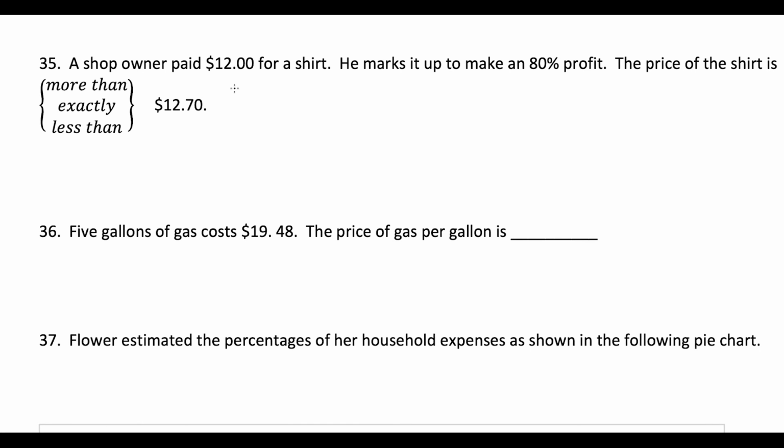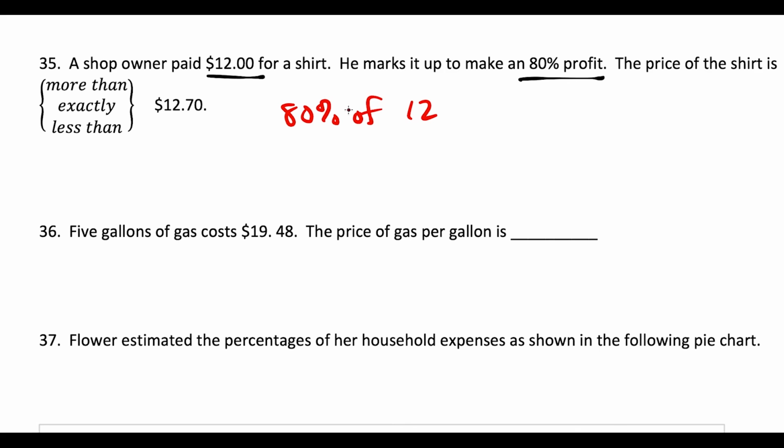So question 35, we have a shop owner who paid $12 for a shirt, and he marks it up to make an 80% profit. We want to know the price of the shirt, if it's more than, exactly, or less than $12.70. So there's two, once again, main ways to do this. What you could do is find 80% of 12, and then add that to 12 to see what is the price that the shop owner is charging.